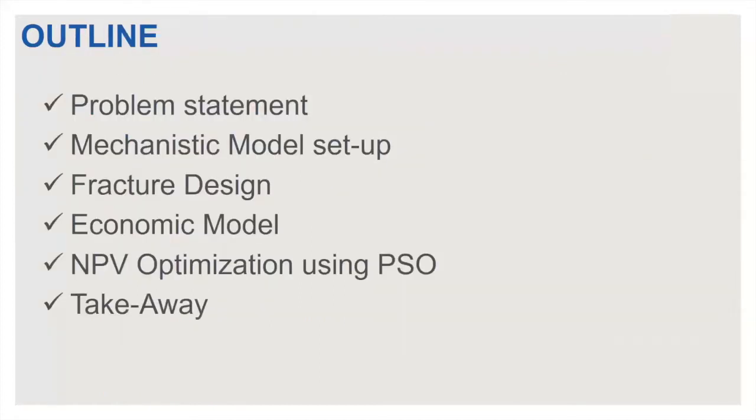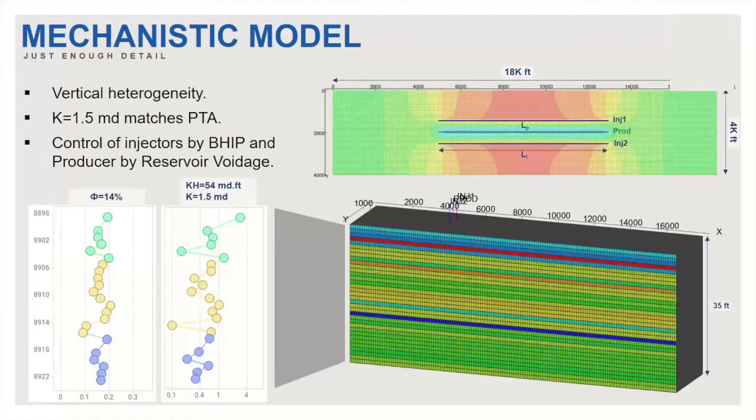So now that we went through the problem statement, we will go sequentially through the mechanistic model setup, the fracture design, the economic model, and the NPV optimization. First of all, it's really important to set up the mechanistic model with just enough detail to ensure it captures the right physics within a reasonable runtime.